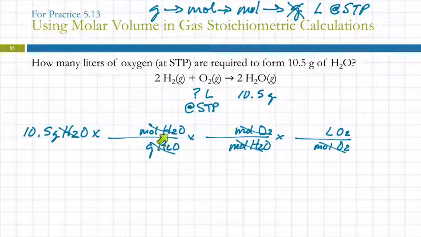So here, grams to moles for water, that's the molar mass of water. We've calculated that one before, 18.016. Where do we get the mole ratio? Coefficients in the balanced chemical equation. 1 oxygen gives 2 waters. So 1 in front of oxygen, 2 in front of water. The magic at STP tells me I can use the molar volume of a gas. So it's 22.4 liters per mole.